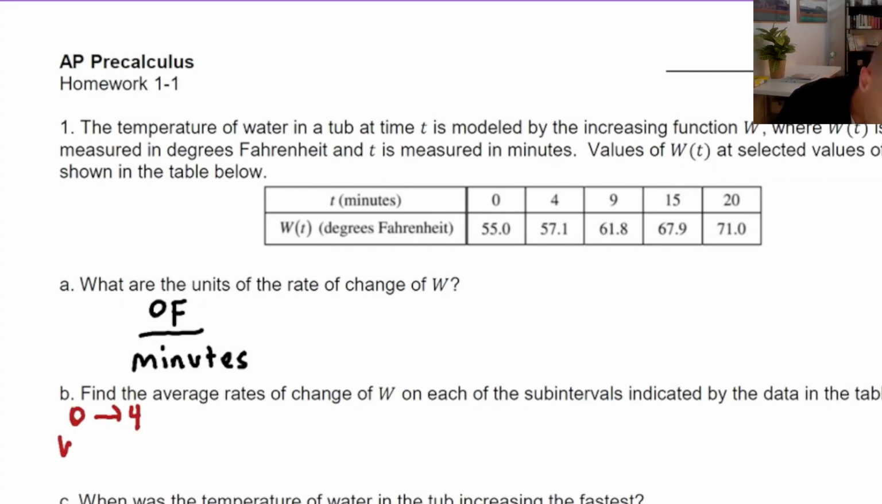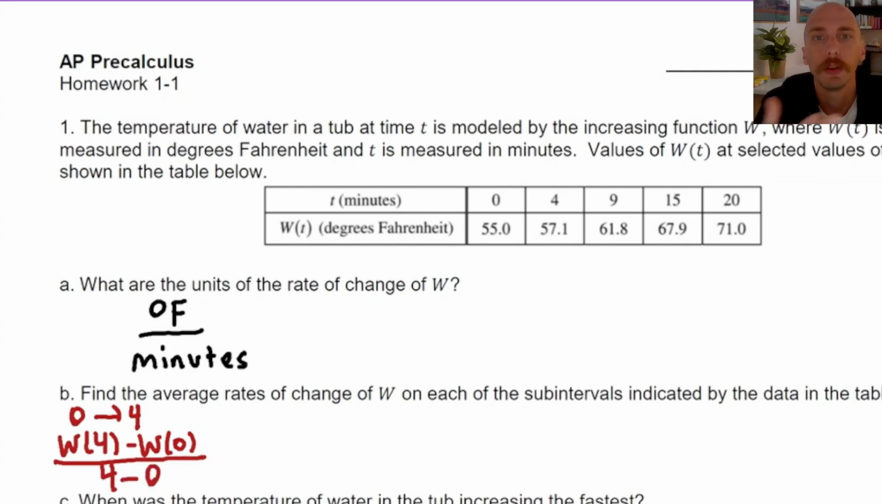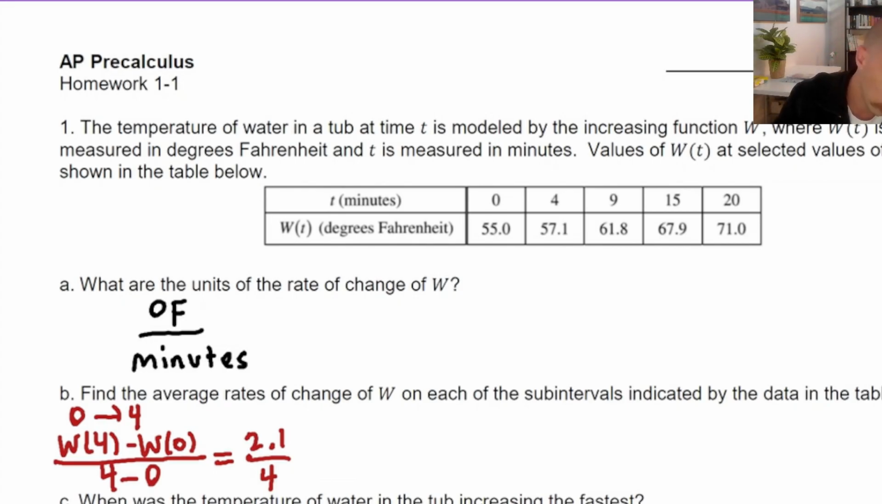I've got W of 4 minus W of 0 divided by 4 minus 0. It's f of b minus f of a over b minus a, y2 minus y1 over x2 minus x1, however you like it. So this is going to be, look it up from the table, 57.1 minus 55 would be 2.1 divided by 4, and I think that'll be as far as we're going to go with that. Sure, you could do something else with it, but I don't think you would be required to in this class.